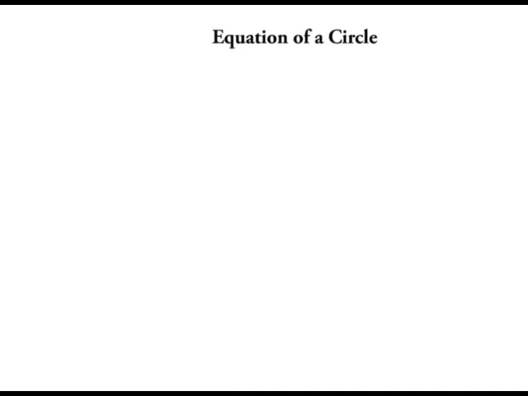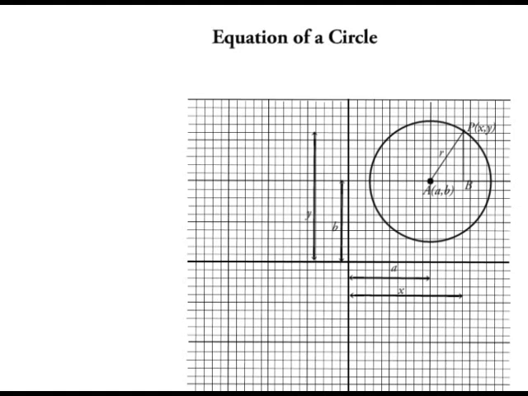Next, the equation of a circle. Now, consider a circle of radius r and its center at point A with coordinates (a, b). Again, consider a point P on the circumference of the circle with coordinates (x, y). Lines AB and PB meet at right angles at B.